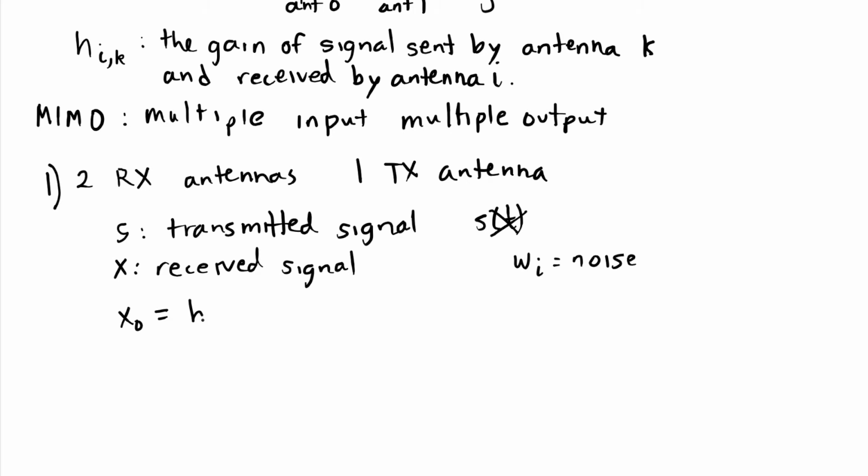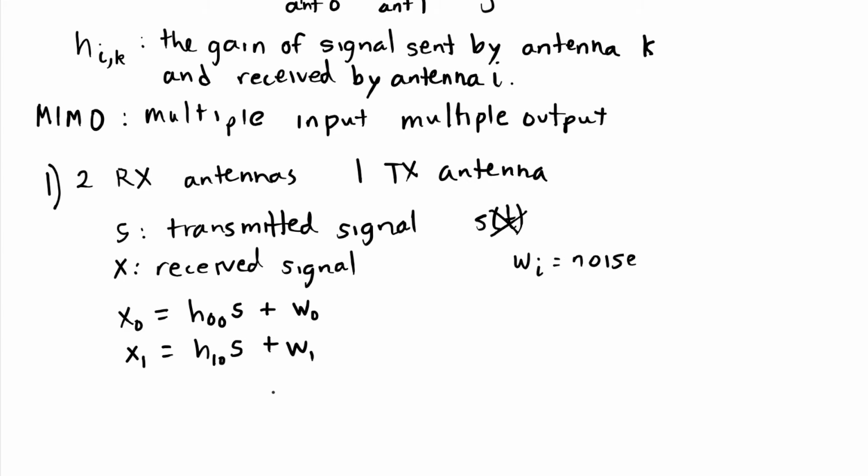It's going to be the h00 channel between transmit and receive antennas 0 and 0, multiplied by the transmitted signal, plus some noise, and we're going to call W the noise, and we're assuming again some Gaussian noise added to this. We have another antenna, 1, that is going to experience a different channel, h10 times S, and a different noise.